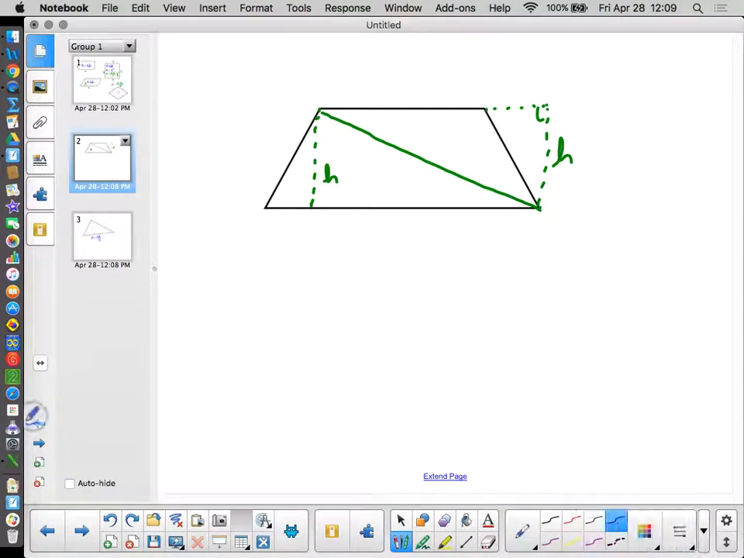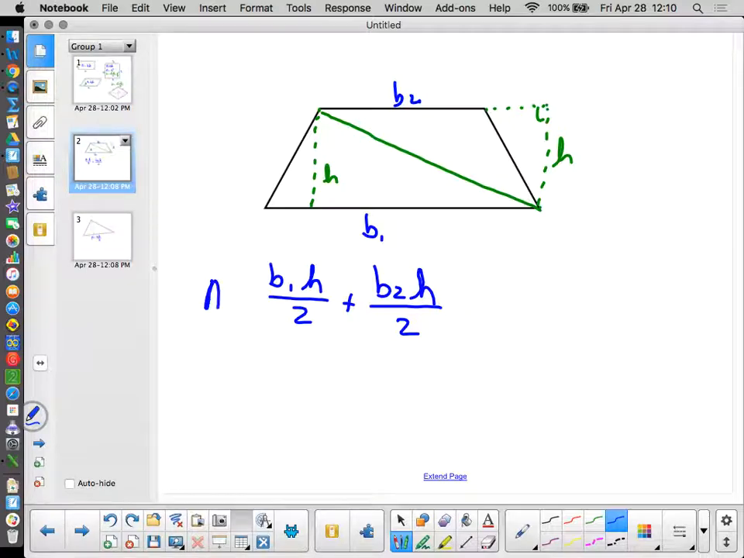So if I call this one base 1 and this one base 2, the area of this one is base 1 times height divided by 2, plus the area of this triangle, base 2 times height divided by 2. But I can factor out the height over 2 because that's common between the 2, and we get our formula: height over 2 times base 1 plus base 2.